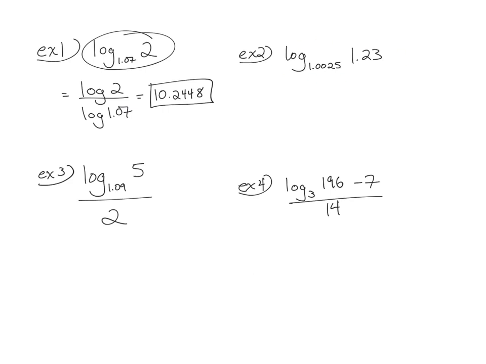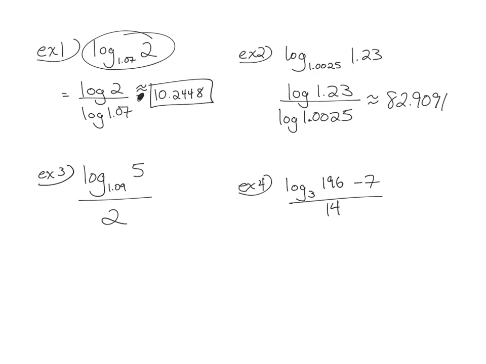I'm going to take this log and just split it up. You want to see something like log of 1.23 all over log of 1.0025. And you just type that into a calculator. And you get approximately 82.9091. And I should be using better notation. This is approximately 82.9091.